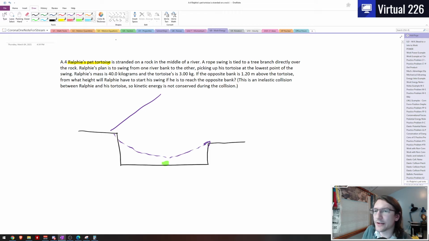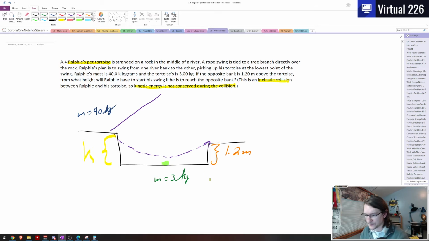So here's what we know. We know Ralphie's mass is 40 kilos, and we know his turtle's mass is 3 kilos. We also know that the opposite bank is 1.2 meters above the tortoise. What we're trying to figure out here is how high does Ralphie need to start this swing in order to make it? And we can actually figure this out even if this is an inelastic collision, so that kinetic energy is not conserved during the collision.